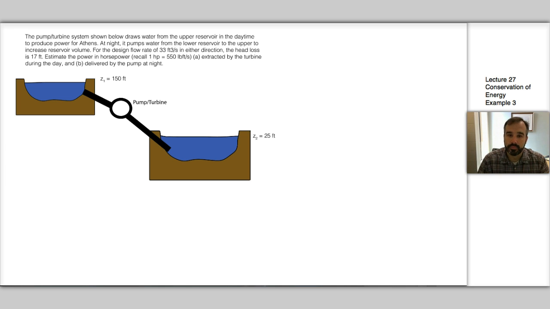And then at night, it pumps the water back up so that the water is still available for the next day. And we're told that for the design flow rate of 33 feet cubed per second in either direction, the head loss is 17 feet. And we're asked to estimate the power in horsepower extracted by the turbine during the day and delivered by the pump at night. And the first thing we think of is, well, it's probably going to be the same, right? You're pumping water from elevations that are the same, just back and forth.